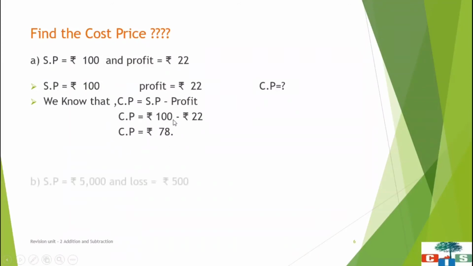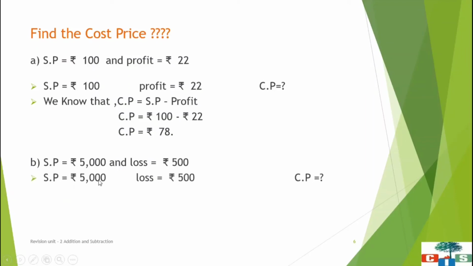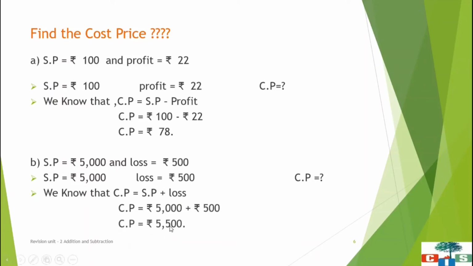Now we'll see the next example in which selling price and loss are given. Selling price is equal to 5,000 and loss is equal to rupees 500. We need to find cost price. We know the formula for finding cost price when selling price and loss are given: we need to add the selling price and loss values. So selling price, rupees 5,000, plus loss, rupees 500, is equal to 5,500 rupees. So the cost price is 5,500.